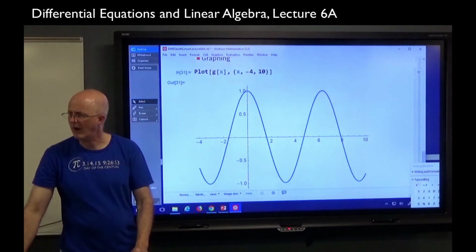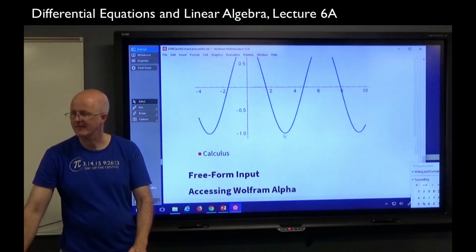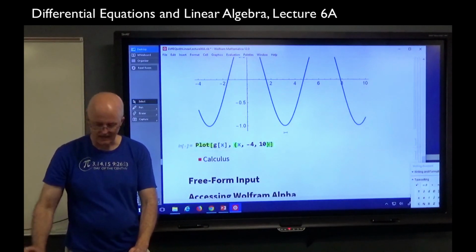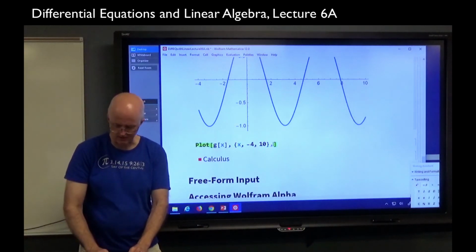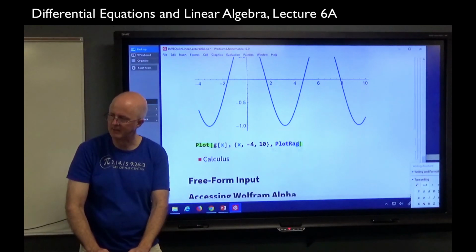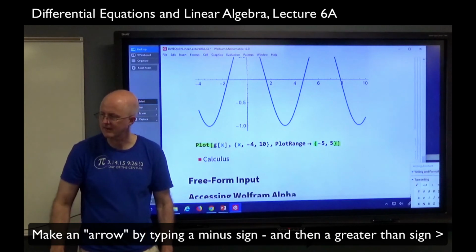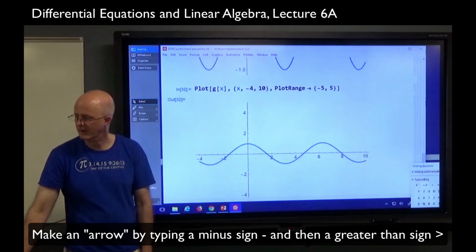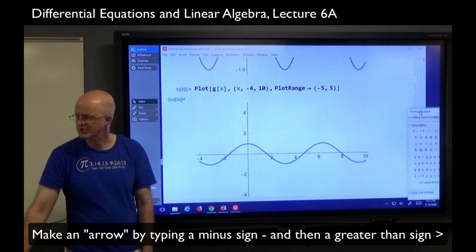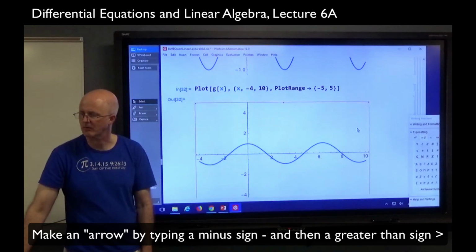What if I want to make the y window bigger? That can be done with an option called PlotRange. Put another comma in here and type PlotRange, capital P capital R, and say we go from -5 to 5, and that will change the y direction. PlotRange can change the x direction as well, but we won't focus on that.